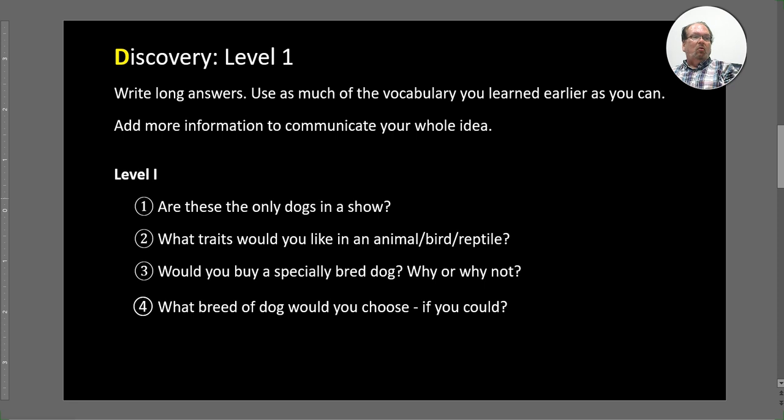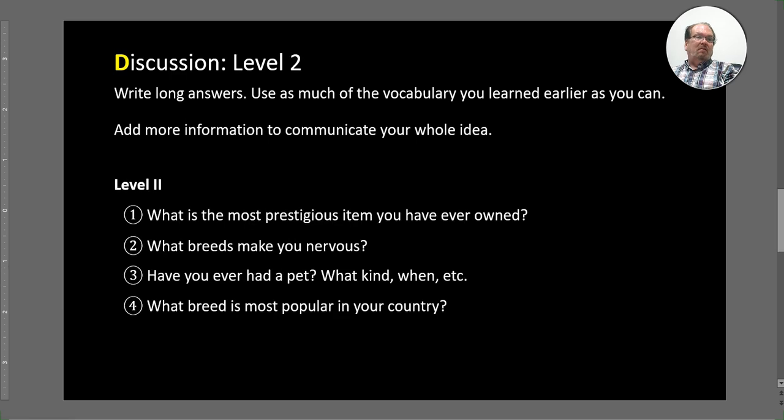Would you buy a specially bred dog? Why or why not? I wouldn't buy a specially bred dog because I think mixed breeds have better character and healthier dogs. What breed of dog would you choose? Well, would you take a Labradoodle? I like Labradors and I don't like poodles. But Labradoodle? I know my friend has a Cockapoo, and I wouldn't have one of those either.